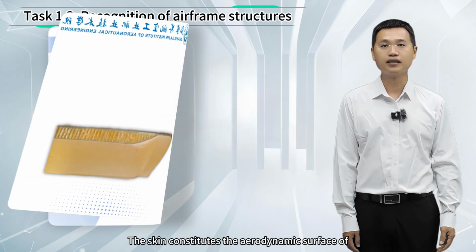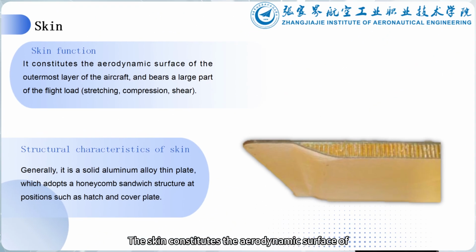The skin constitutes the aerodynamic surface of the outermost layer of the aircraft. It is also an important structural component in itself. Under the grid support composed of stringers and bulkheads, the skin undergoes a large part of the flight load: tension, compression, and shear. The skins are essential to prevent local buckling of the structure and to maintain the integrity of the cross-sectional shape of the fuselage.